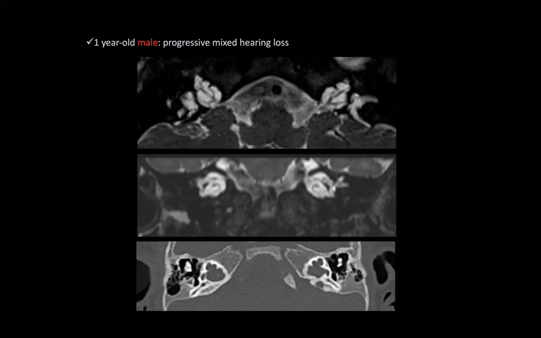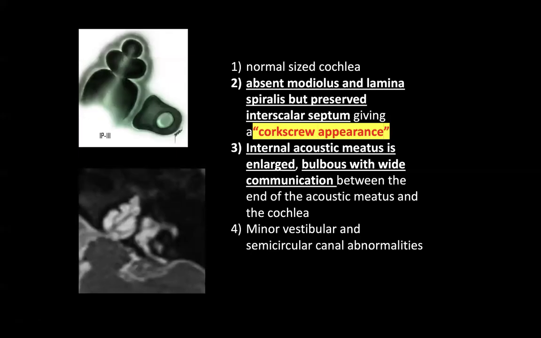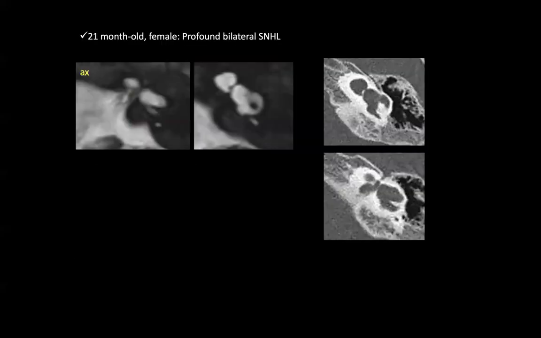So recognize the IP3. And again, in my other lecture, there will be all the implications about syndromic association and genes, but recognize this. And this is what we call corkscrew appearance, because when you see something like that, you need to call incomplete partition type 3, and you need to call the ENT and tell them that there will be a risk of CSF leak.